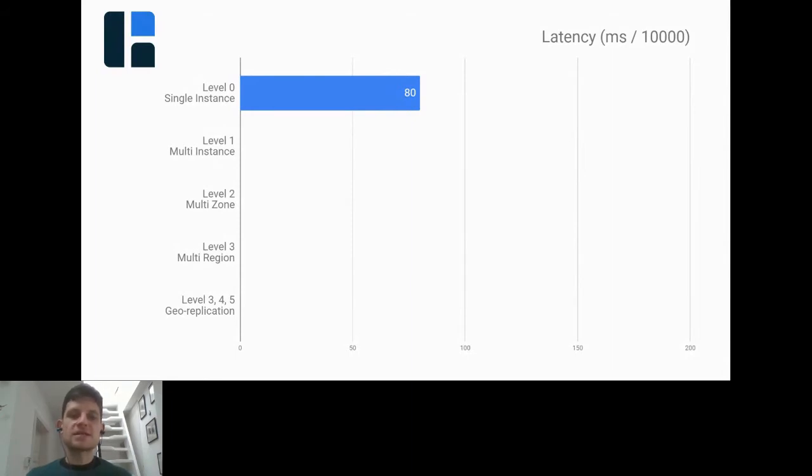So what does single instance mean to you? Obviously there is no high availability, there is no scalability, but from the good sides you have low latency and the data is consistent. This is something we will somehow lose in the higher levels.